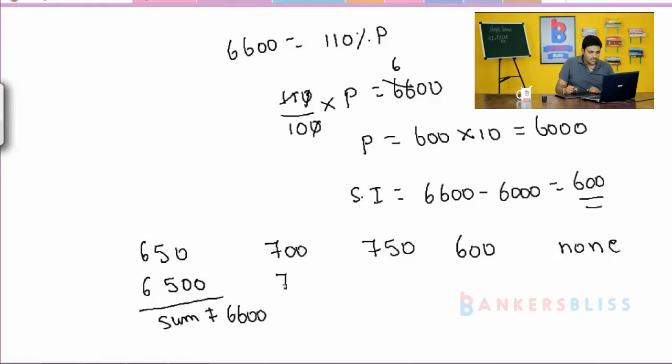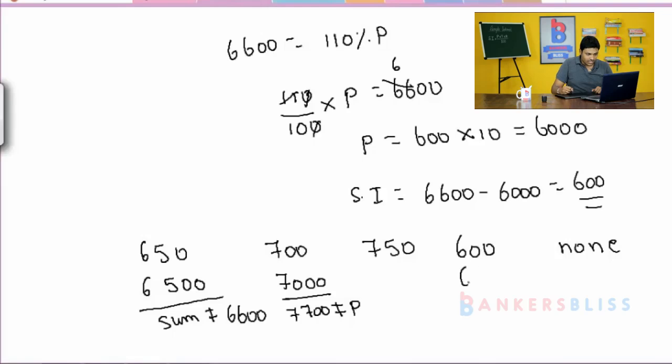So the same procedure has to be followed for the second option, that is 700. If you add one more 0, then you will get the principal amount 7,000. If you add, you will get 7,700, which is not equal to 6,600. The same procedure if you follow for 750, then also you won't get it. Obviously for 700 you will get more than 6,600, and for 750 you will get much more than 6,600.